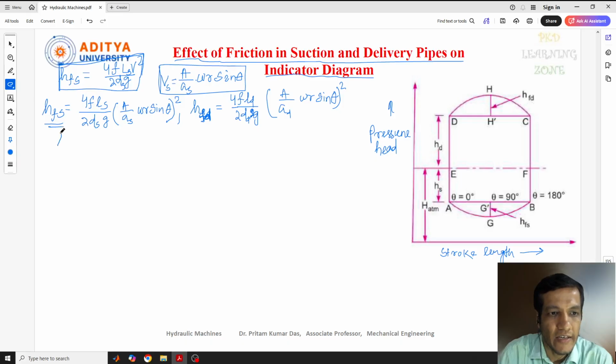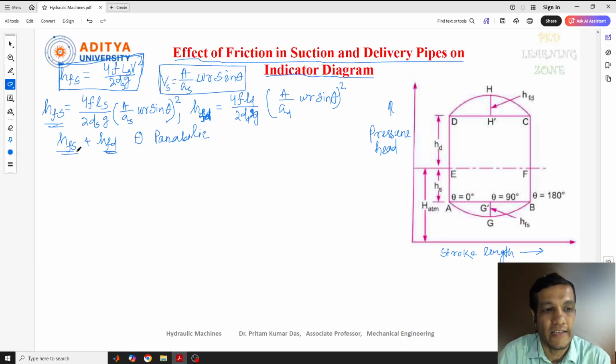Now if you see these equations, it is clear that HFS and HFD will be a function of theta, parabolic in nature. So how is it a parabolic function? HFS, as I told you, is the loss of head due to friction at the suction pipe.